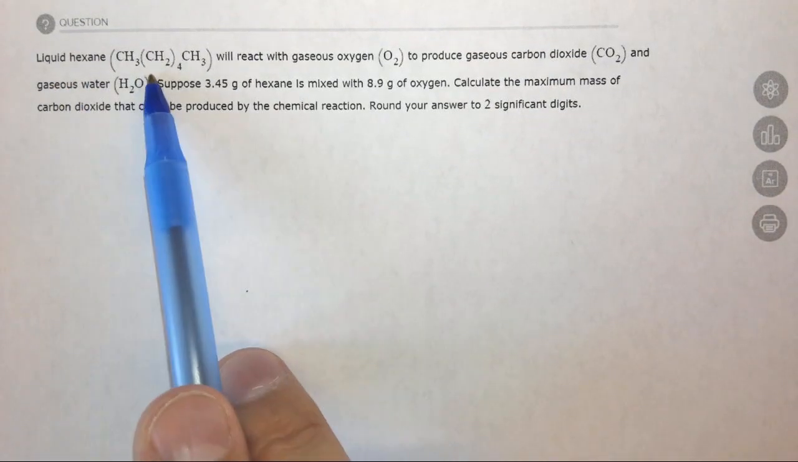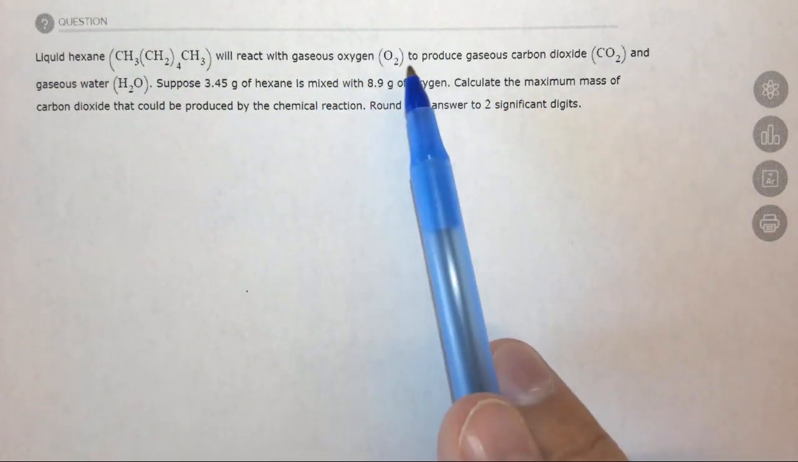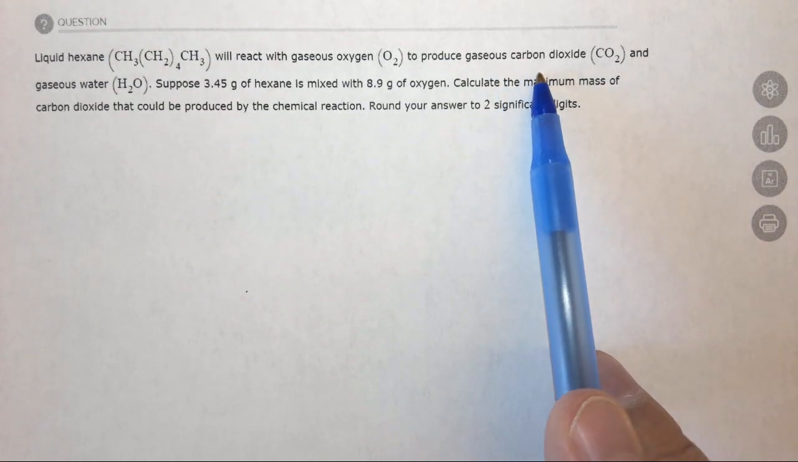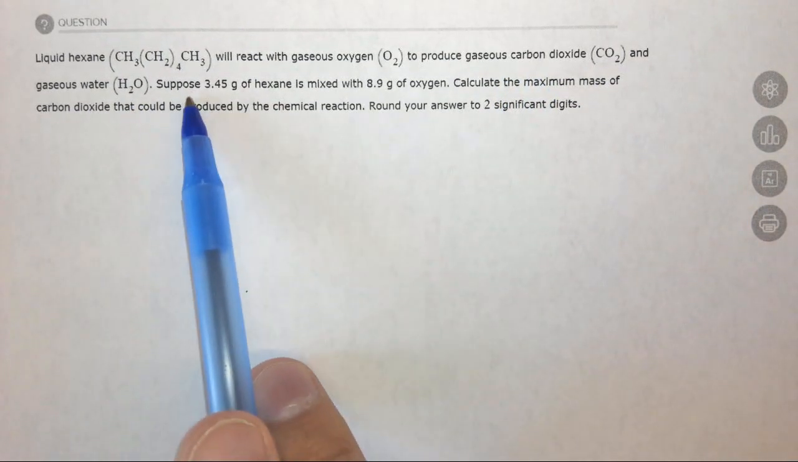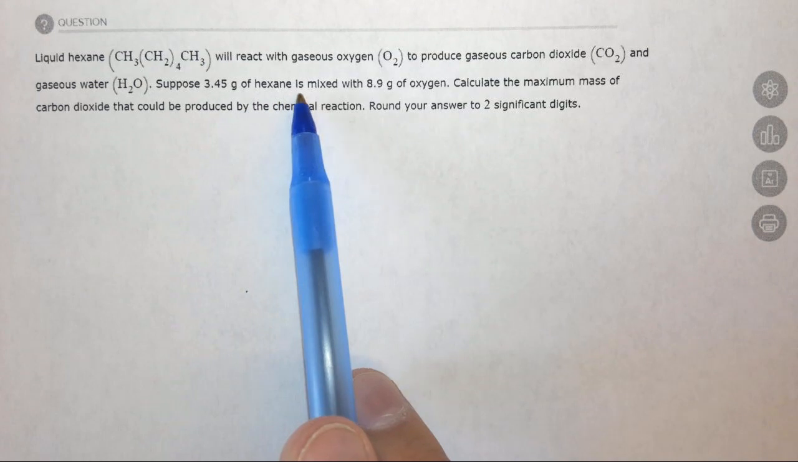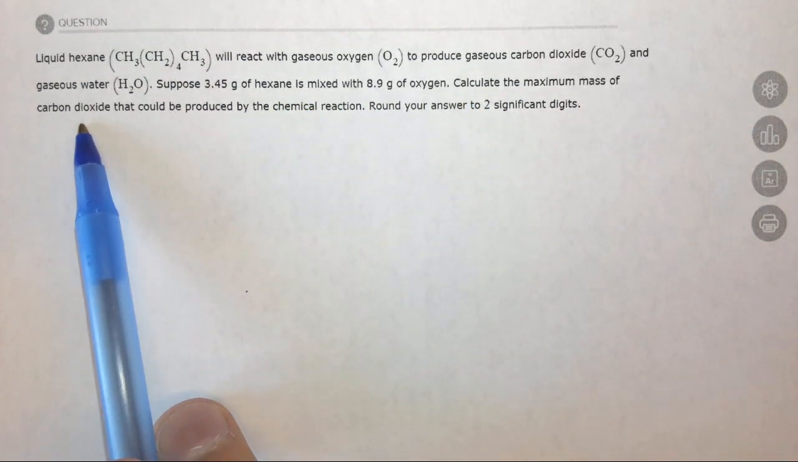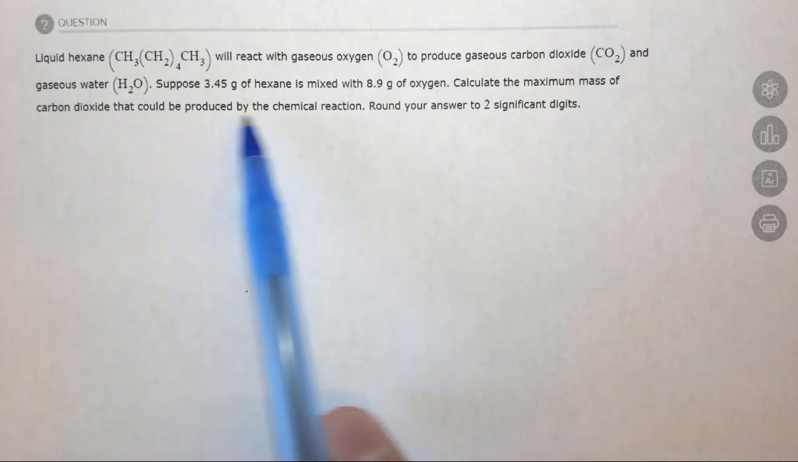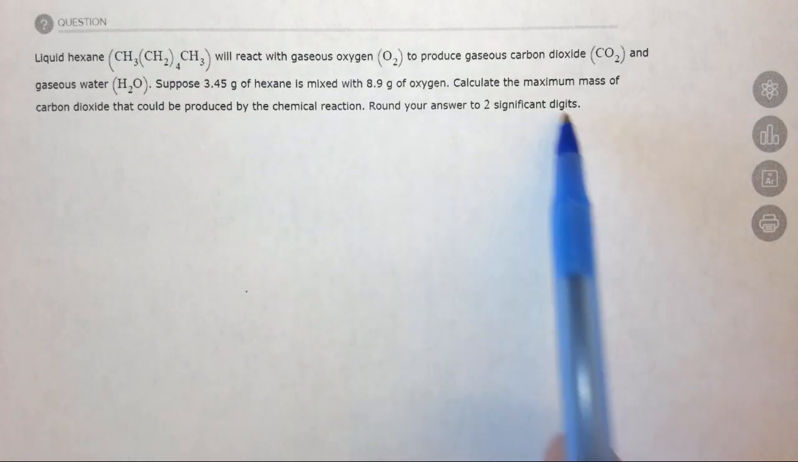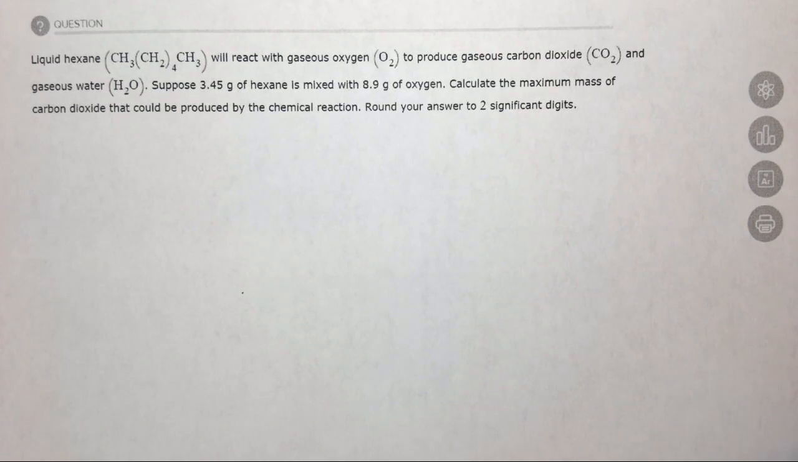This question says, liquid hexane will react with gaseous oxygen to produce gaseous carbon dioxide and gaseous water. Suppose 3.45 grams of hexane is mixed with 8.9 grams of oxygen. Calculate the maximum mass of carbon dioxide that could be produced by the chemical reaction. And this says round your answer to two significant figures.